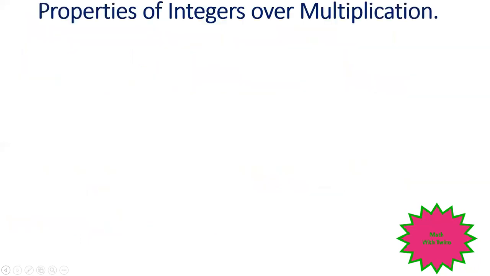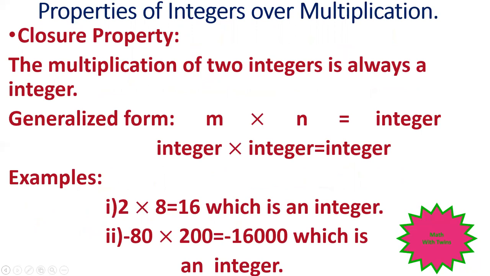It's time for properties of integers over multiplication. Let's check out the first property, which is closure property as usual. The multiplication of two integers is always an integer is what the closure property communicates. Just go through the generalized form displayed here. It says m multiplied by n equals an integer, that is, integer multiplied by integer results in an integer.